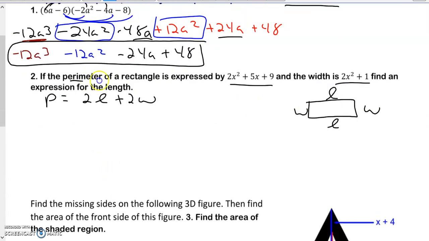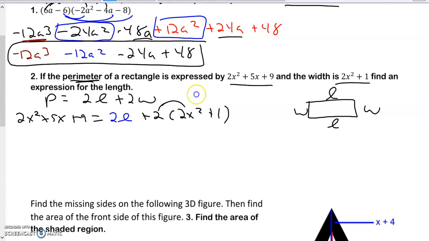So underneath the word perimeter, I'm going to put in my 2x squared plus 5x plus 9. I'm going to bring down, because I don't know what the L is, I'm going to put a 2L plus, and I'm going to put 2 parentheses 2x squared plus 1. At this time, I need to distribute. So I'm just going to bring this down so I don't lose it. I'm going to bring the 2L, and now I'm going to distribute. So I get 4x squared plus 2.